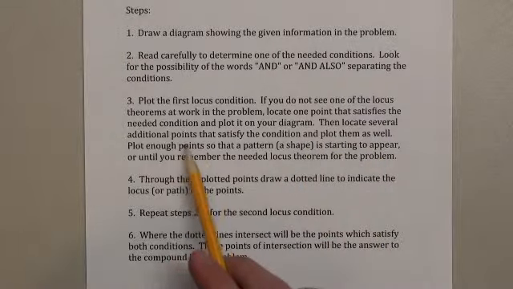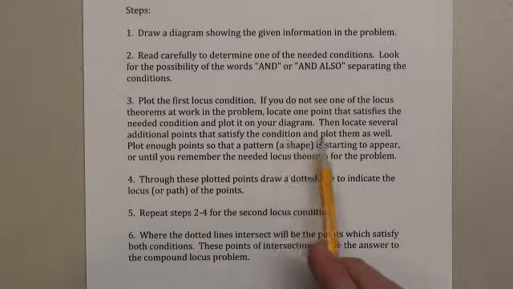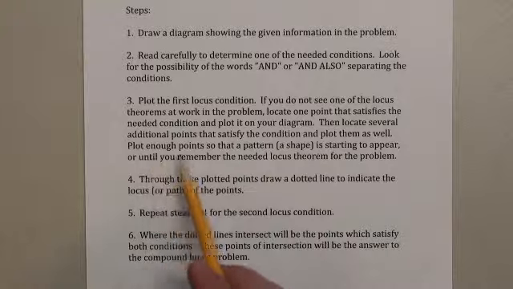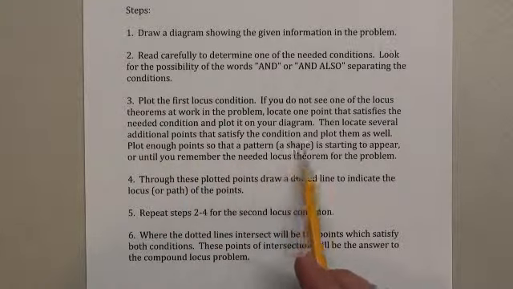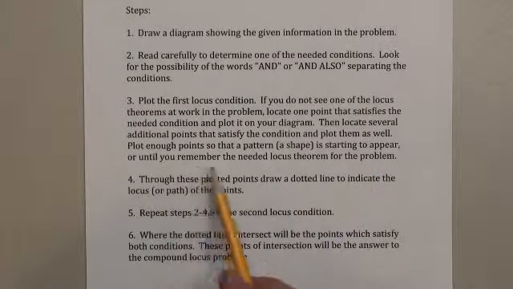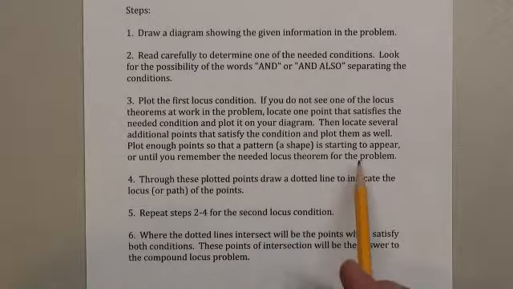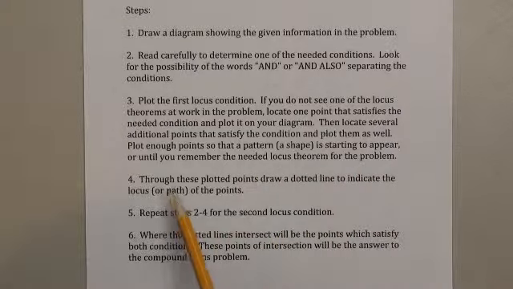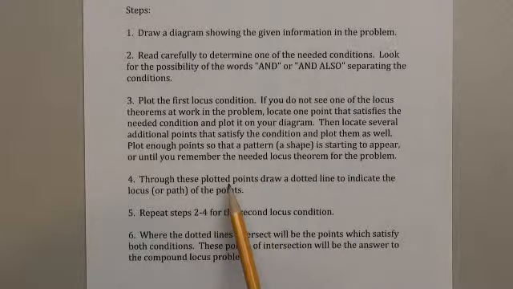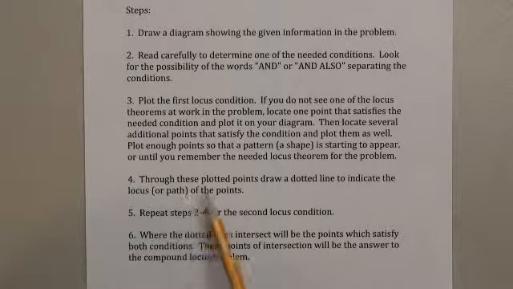Then locate several additional points that satisfy the condition and plot them as well. Plot enough points so that a pattern or a shape is starting to appear, or until you remember the needed locus theorem for the problem. Through these plotted points, draw a dotted line to indicate the locus or path of the points.